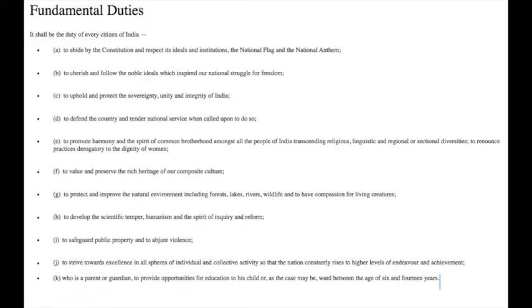To value and preserve the rich heritage of our composite culture. To value and preserve the rich heritage, our tradition, our achievements, our beliefs, our language, our inheritance of our composite culture. The culture which is made up of distinct parts, our composite culture. And number seven, to protect and improve the natural environment, including forests, lakes, rivers, wildlife, and to have compassion for all living creatures. It is the duty of the citizens to protect and improve the natural environment, including forests, the green gold.